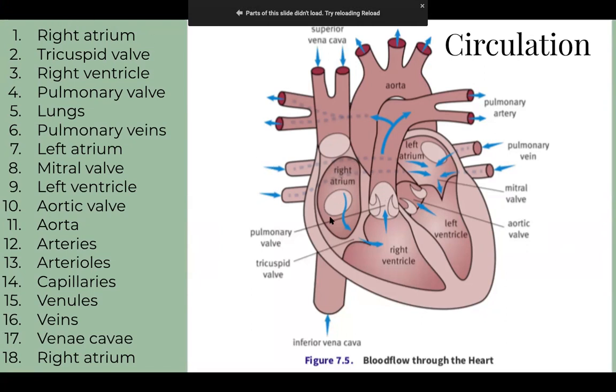So I'll start off with the right atrium. The blood starts, say, in the right atrium. It's going to go through the tricuspid valve into the right ventricle. From the right ventricle, it's going to cross the pulmonary valve and go to the pulmonary artery. It's going to go to the lungs, get oxygenated, come back via the pulmonary vein, enter the left atrium, cross the mitral valve into the left ventricle, enter the aortic valve, go through the aorta, and pump out blood to all parts of the body.